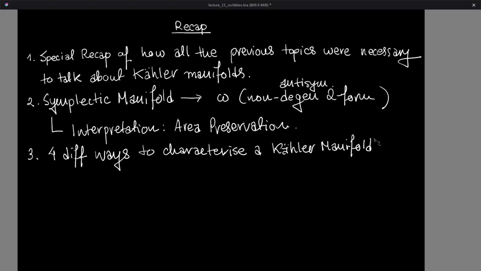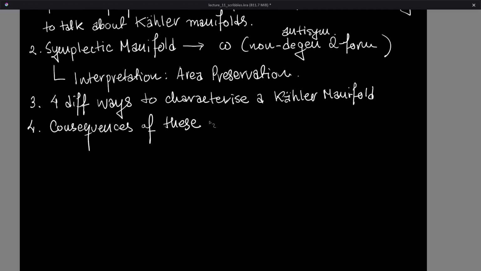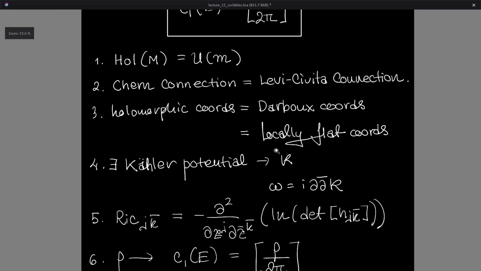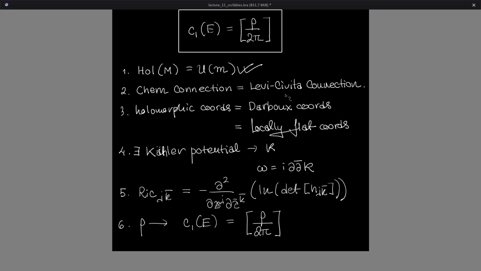And then we looked at some special consequences of these definitions. I won't recount all of them. We just did that. Let's go back to the previous page to look at them. We looked at the fact that the holonomy group is the unitary group. We looked at the fact that the Chern connection is the Levi-Civita connection. We looked at the fact that there are three coincident local coordinate systems that perfectly align.